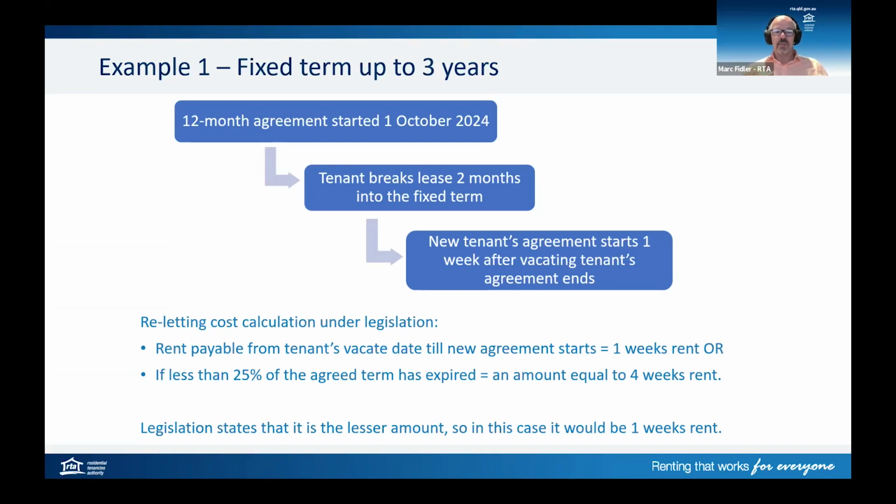The first possibility is rent payable from the tenant's vacate date until a new agreement begins, which would be 1 week. The second possibility depends on the percentage of the fixed term that has expired, which in this case falls into the 25% or less category and is therefore an amount equal to 4 weeks' rent. Remembering that it's the lesser of the two amounts, not both, that means that the reletting cost in this example is equivalent of 1 week's rent. Cassie will now step you through a second example.